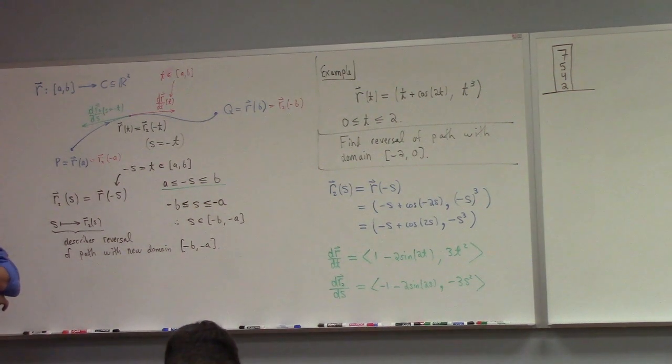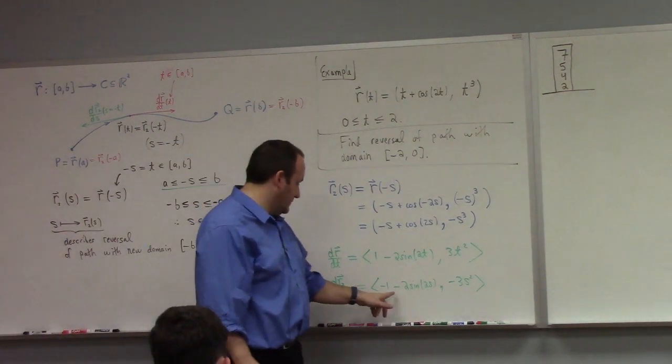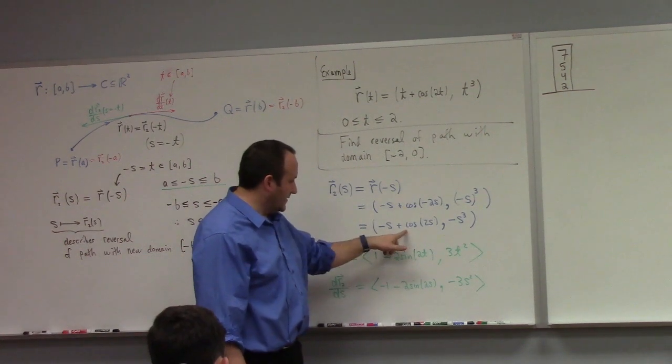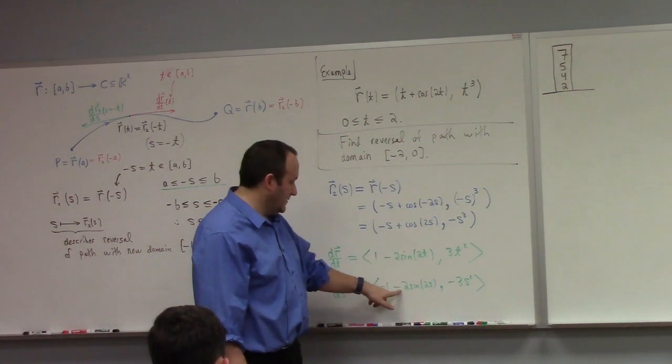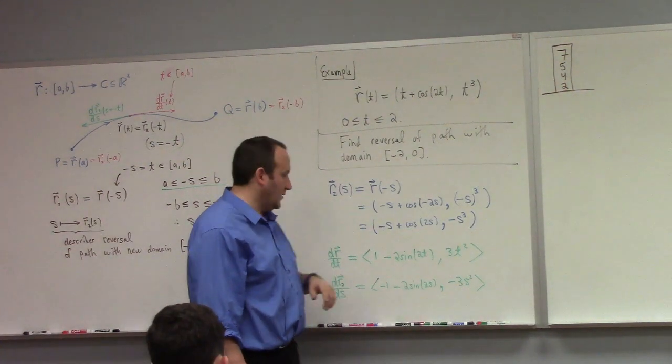Why is it not negative 2s over the side? Which one are we talking about? At the bottom. Negative 2 sine 2s. Don't I have that? The derivative of this with respect to s is minus 1, and then cosine differentiates to minus sine, and then the 2 from the chain rule. Okay.